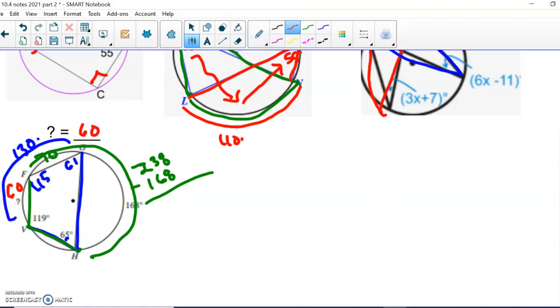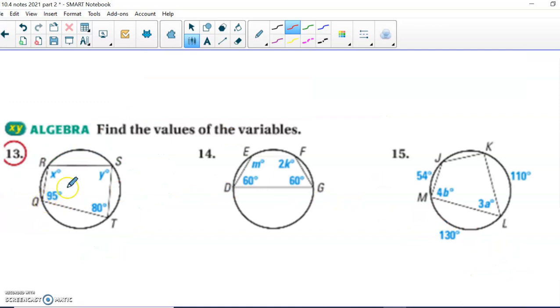Okay, let's try a few more. Okay, here it is. Opposite angles are supplementary. So we know this would be 100. And we know this would be 85. Threw a little algebra in there, it's fine. If this is 60, we know this is 120. Divide by 2, so it's 60. It looks like K is going to be 60. Opposite angles are supplementary, so we know M is going to be 120.